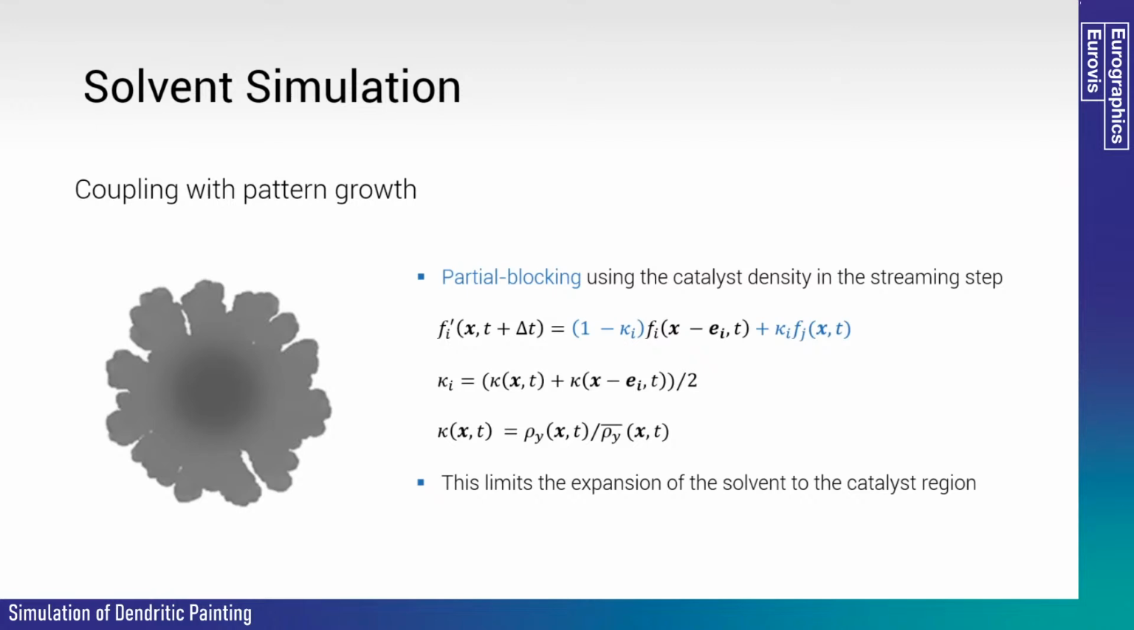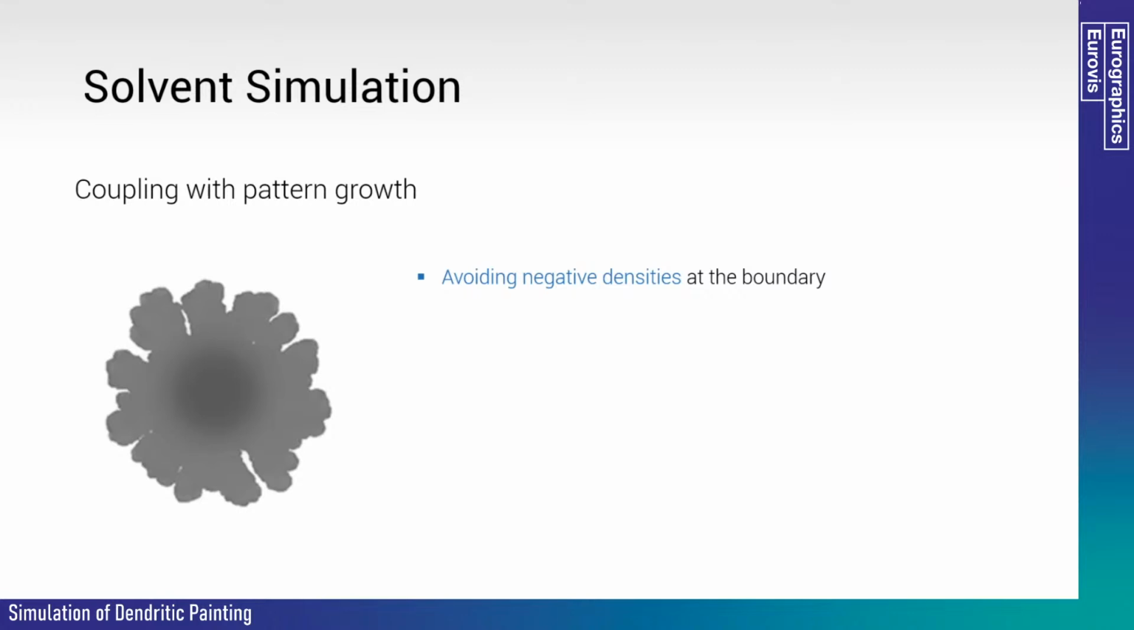As we are using a single-phase Lattice-Boltzmann model, we could have negative densities at the boundary, as the original model expects a small variation in the density field. Borrowed from the work of Moxie, we have a smooth step function in the equilibrium distribution function that mitigates this problem.